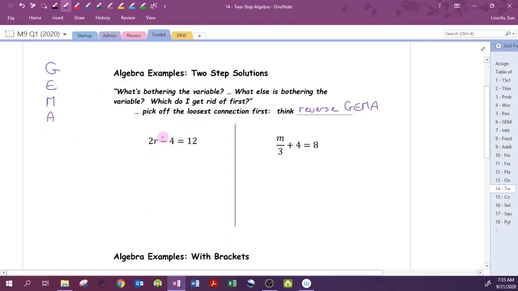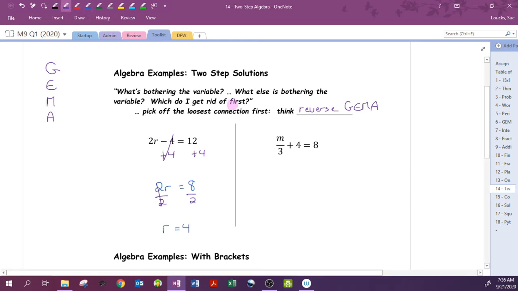So in this case, we're going to get rid of this minus 4 by adding 4. So we're going to add 4 to both sides. And then what we're left with is 2r equals 8. Now we know how to do that. We're going to divide this by 2, and we're going to divide this by 2. And we're left with r equals 4. Okay? Let's do another example.